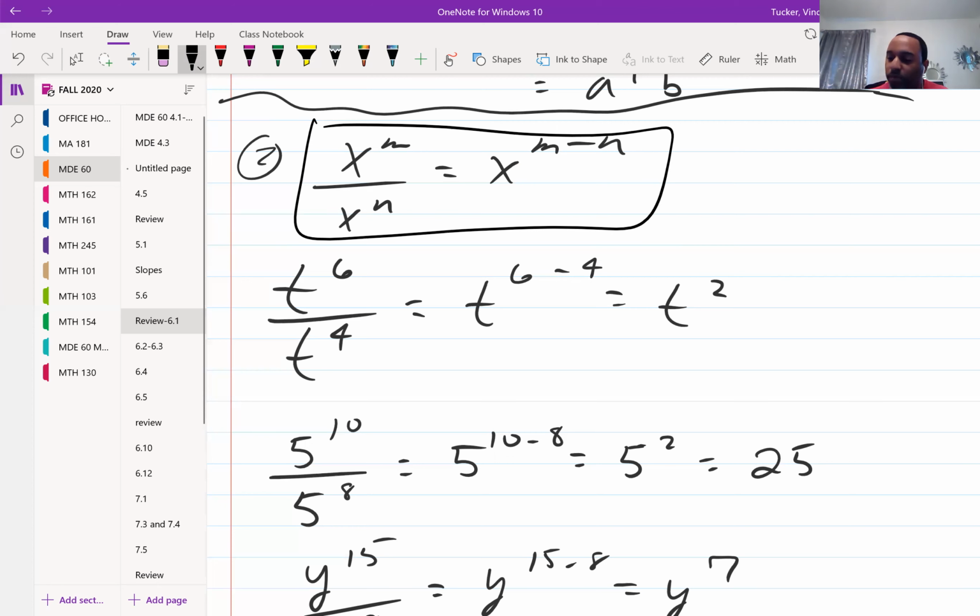All right. 5 to the 10th divided by 5 to the 8th. 10 minus 8 will give you 2 for your exponent, and then 5 squared is 25. So this goes back to what one of your classmates was mentioning about when you evaluate something like 5 squared. They will expect you to write 25. So that second power is something they are expecting you to do.